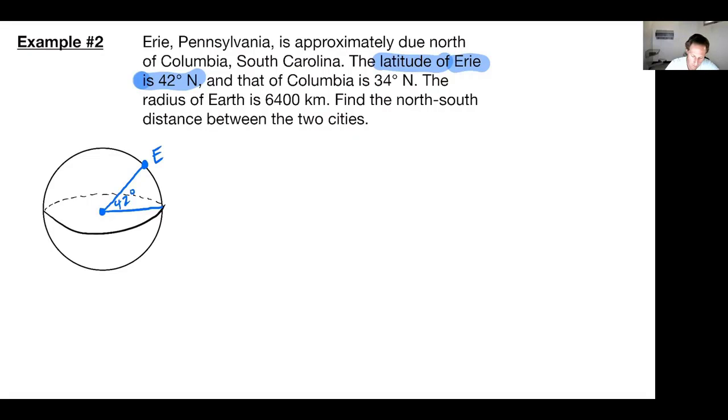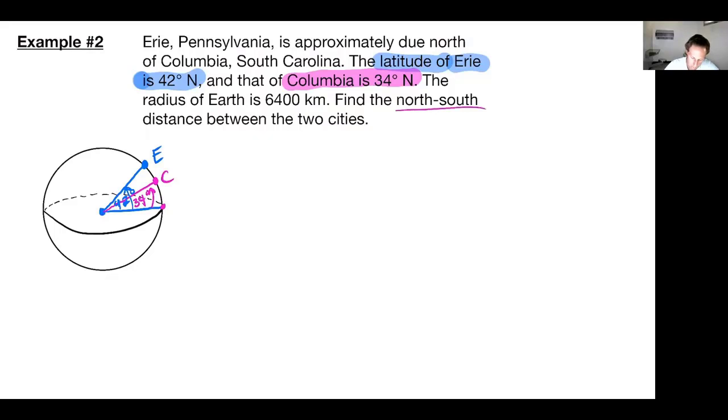And then we're going to draw the other one, for our other city, which is Columbia, which is 34 degrees north. So again, we'll be starting at that same point of reference, the equator, and we're going to go up this time only 34 degrees. So maybe about there. And when I draw that, I know that's what I'm dealing with. So each one's a little bit different. So hopefully you can see those. Because what we're looking for is from Erie to Columbia.